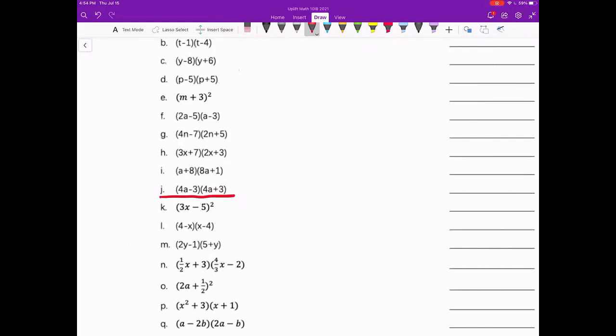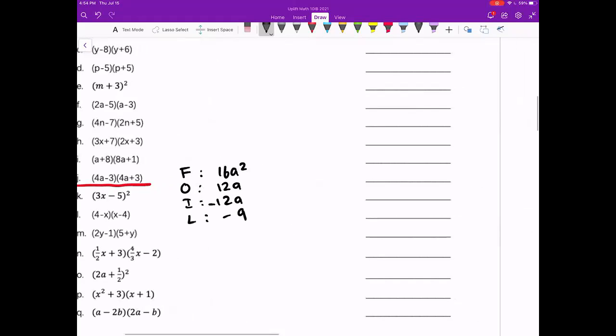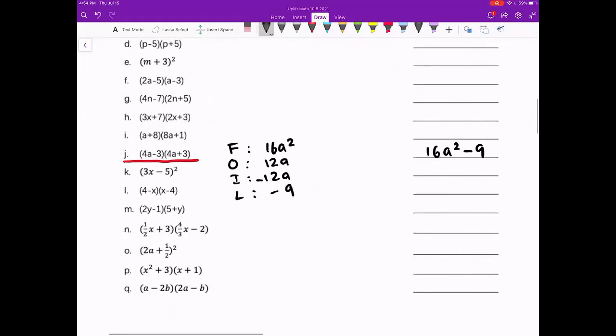So, do you want me to explain? You can explain. Okay. So if we use the FOIL method, first we get 16a squared. Outside we get 12a. Inside we get 12a. Sorry, negative 12a. And then last we get negative 9. So if we collect the like terms, then we have 16a squared minus 9. This is what David referred to as the difference of squares.